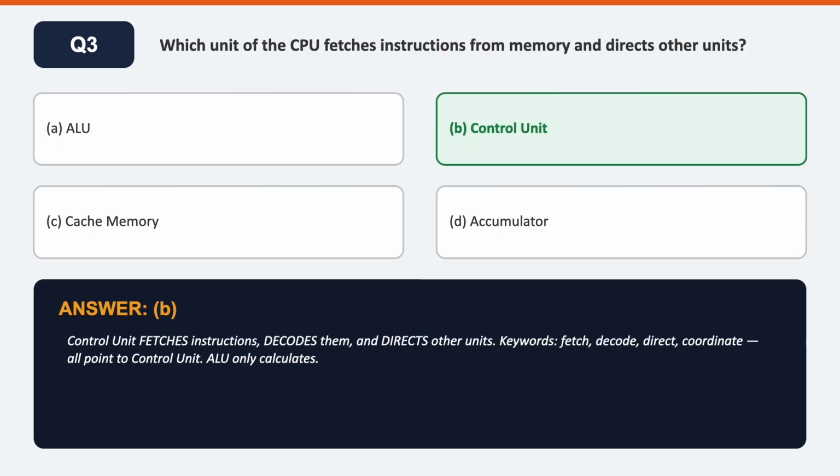Question 3. Which unit fetches instructions and directs other units? A. ALU, B. Control unit, C. Cache memory, D. Accumulator. Answer B. Fetch, decode, direct and coordinate are all control unit keywords.